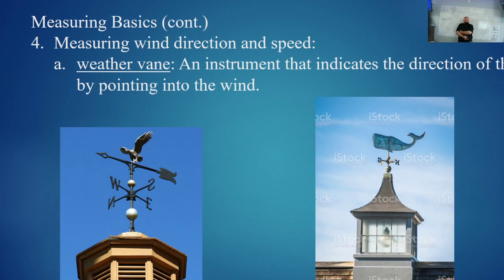Okay. Then we have the weather vanes. Now, if you want to be unique with this, a weather vane, let's put a definition, is just an instrument that indicates the direction of the wind by pointing into the wind. Now, if you want to get unique, you could go sit on one of these poles up there on top of a building, and you could have your arms out representing the weather vane aspect, and let the wind direct you, and then you could have a personalized weather vane.